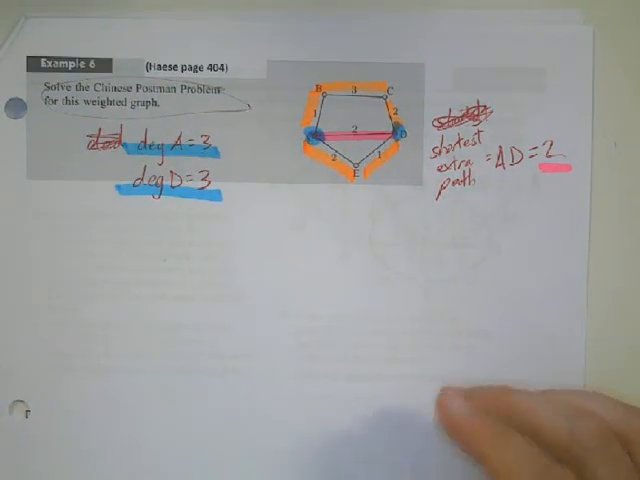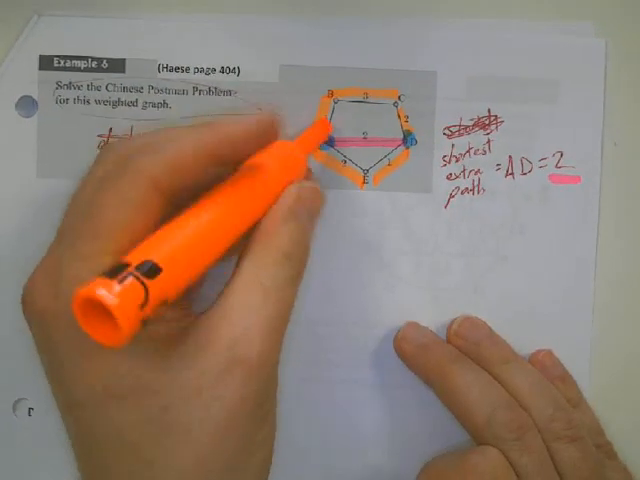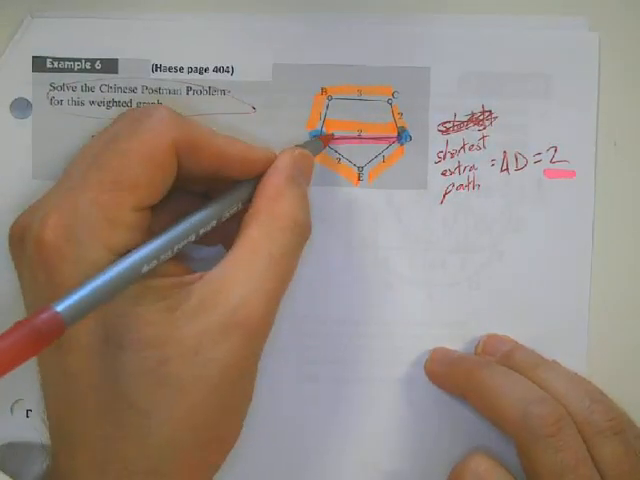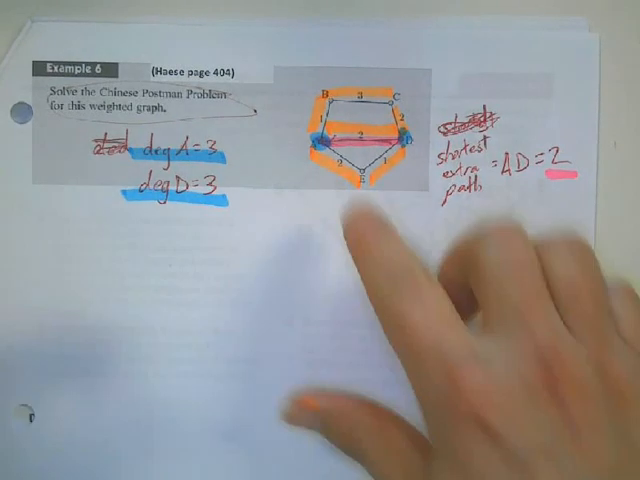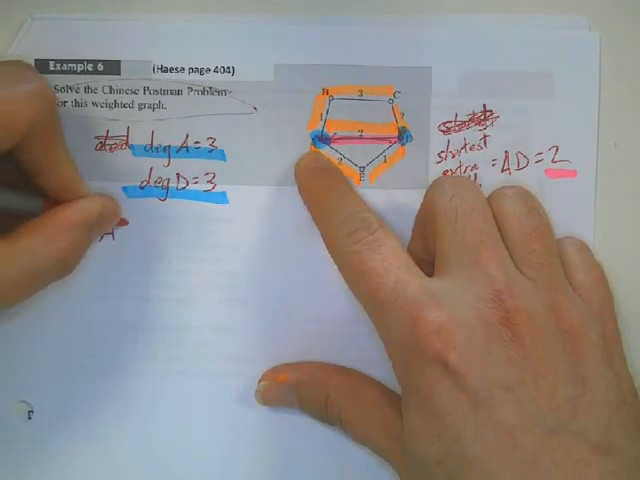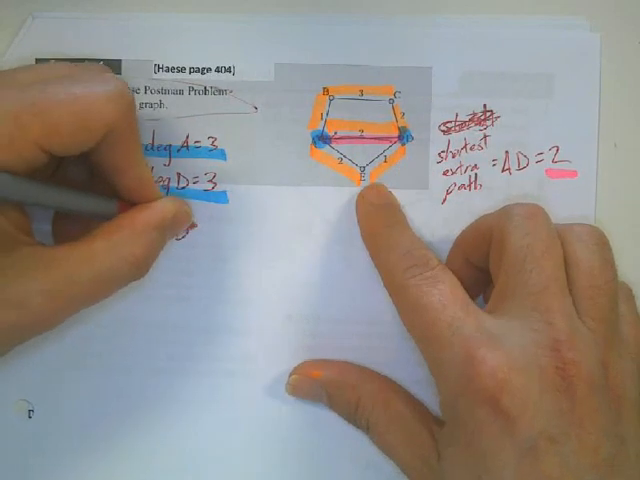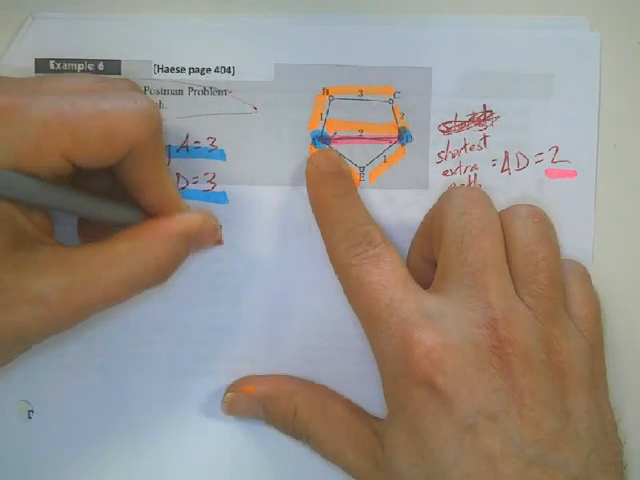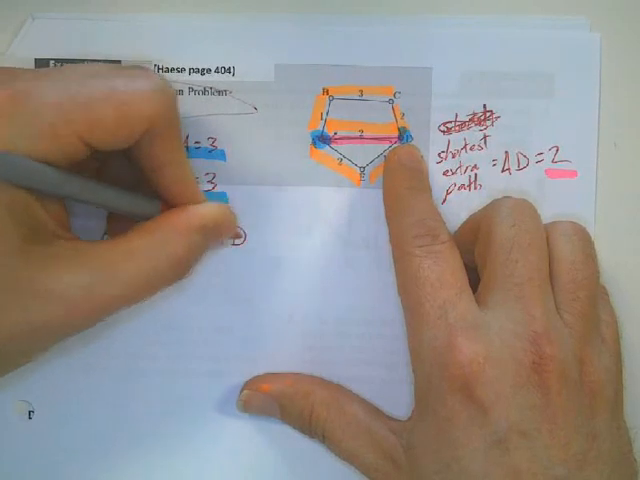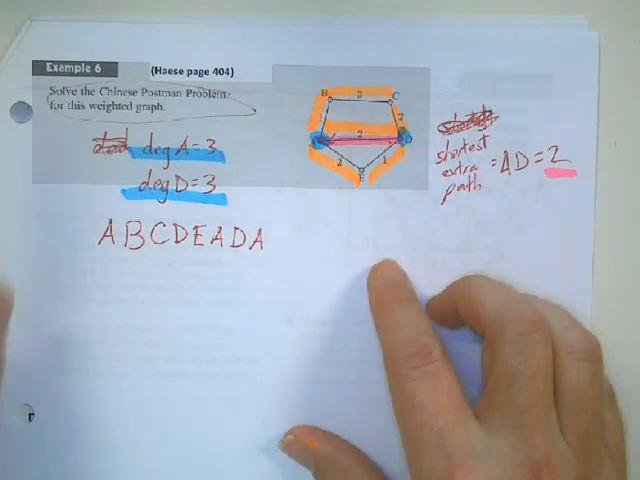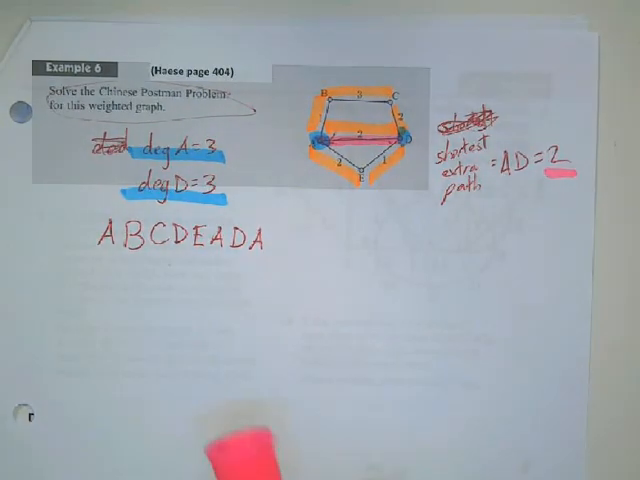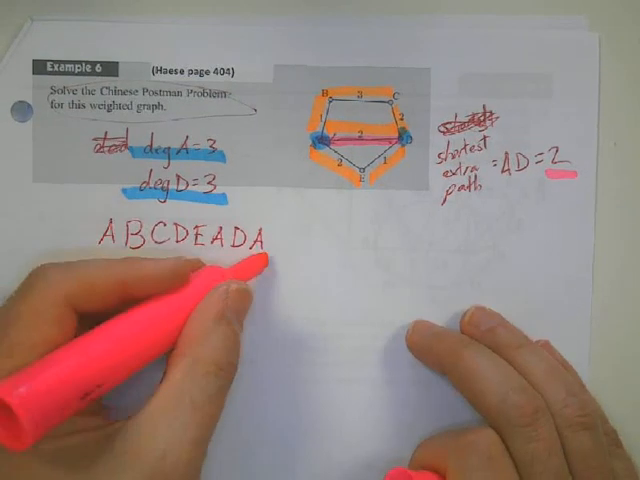Okay, and then I'm going to go from A to D, and then back to A. So what did I just do? I did A to B, to C, to D, to E, to A, then to D, and then back to A. Okay, so my duplicate repeat is this here.